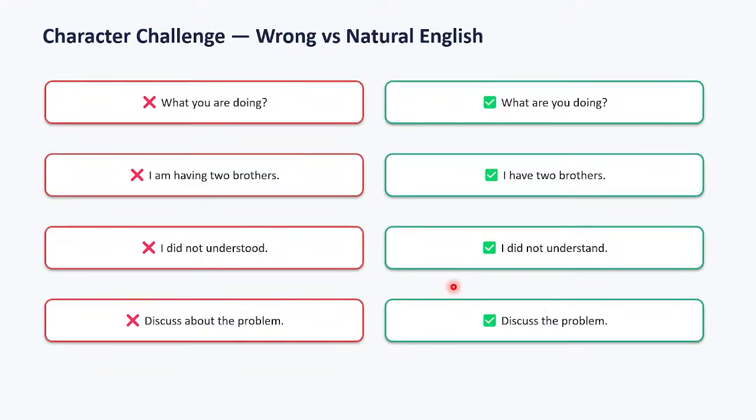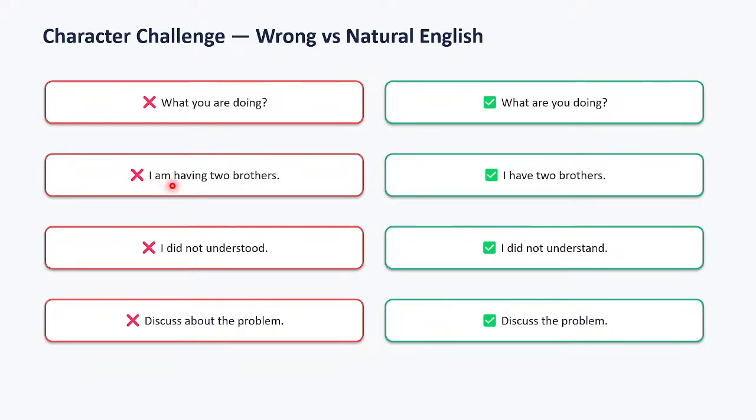Next, wrong versus natural English. What you are doing? Okay, it is wrong. It looks like it is correct, but it's wrong. Correct is: what are you doing? We have seen yes-no type questions, or generally in a question, the helping verb comes first, correct? So what are you doing? Not what you are doing.